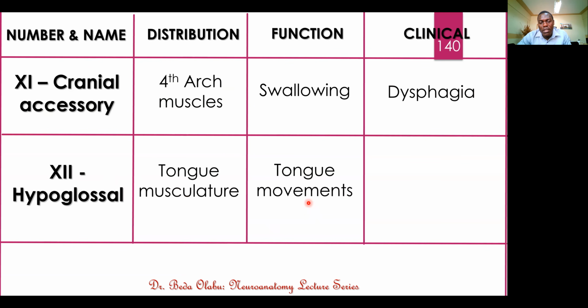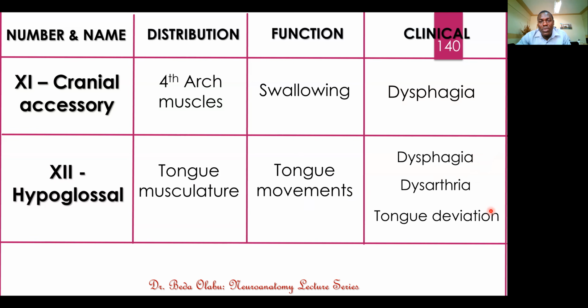If you injure the hypoglossal nerve, a number of things can happen. You might have difficulty in swallowing. Remember, the tongue is important to initiate the process of swallowing. You might have problems with speech because the tongue is important for speech. The tongue may also deviate to one side when you protrude it. And I'll leave it to you to decide which side the tongue will deviate to. Is it the paralyzed side or is it the side that's normal?